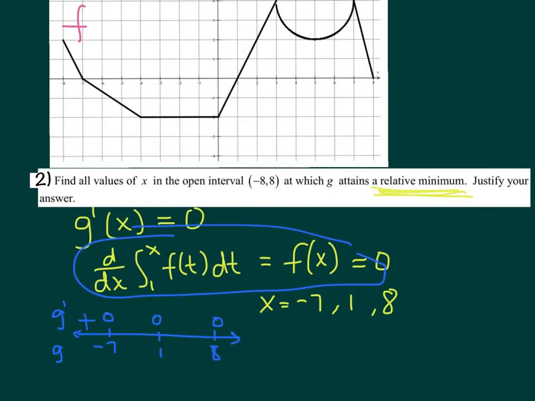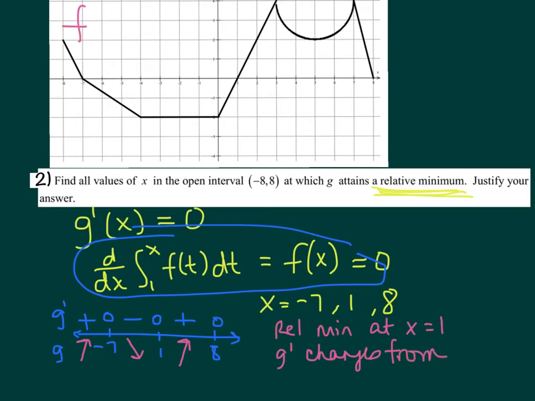Between -7 and 1, it's negative. Between 1 and 8, positive. So that allows me to say that g is increasing, and then it's decreasing, and then it is increasing. Then my relative min is very easy to see: it occurs at x equals 1. The reason, to justify your answer, is because g prime changes from negative to positive. And so that's where my relative min occurs.